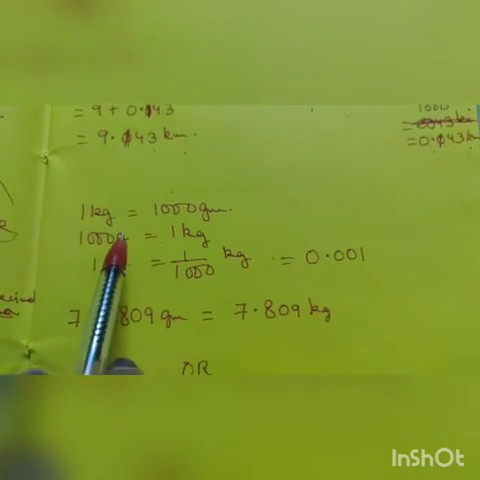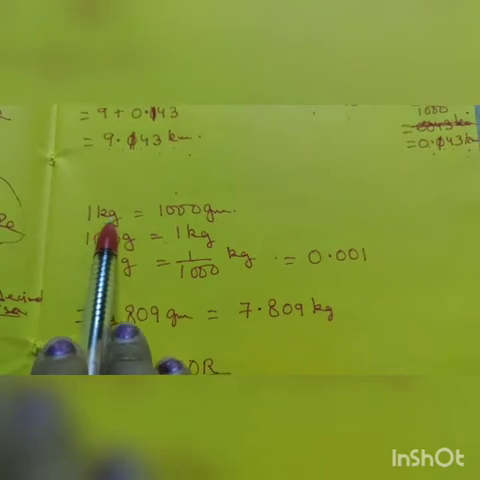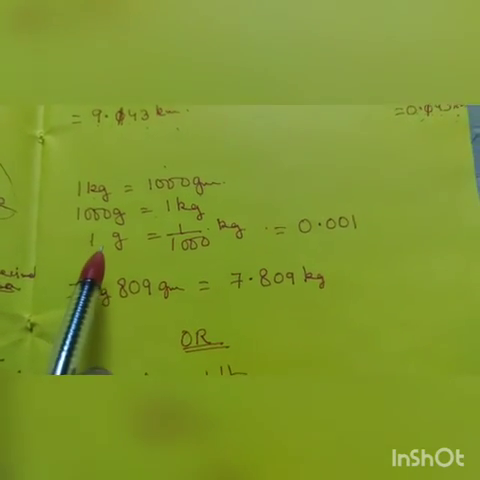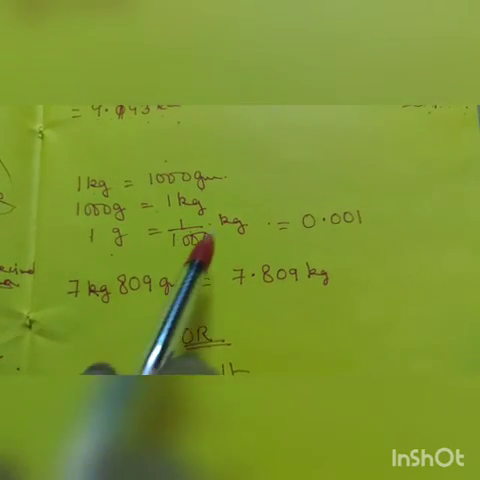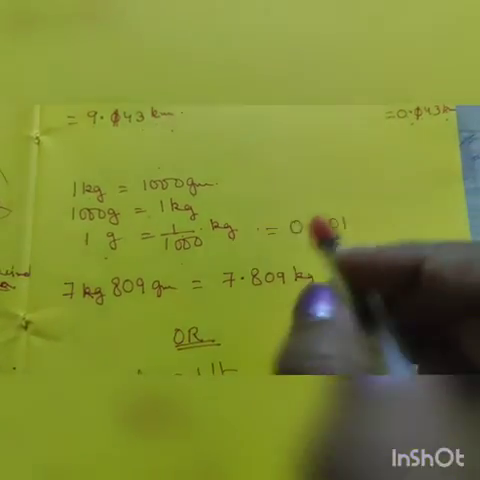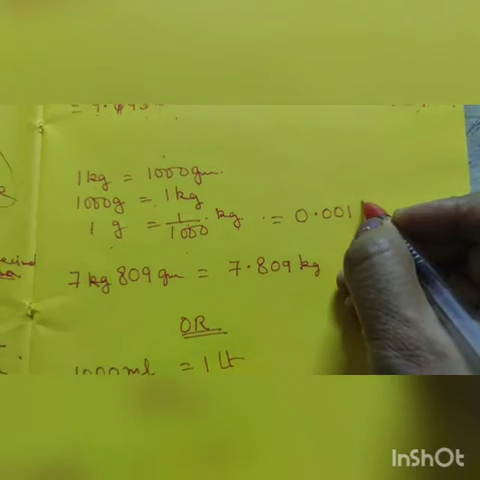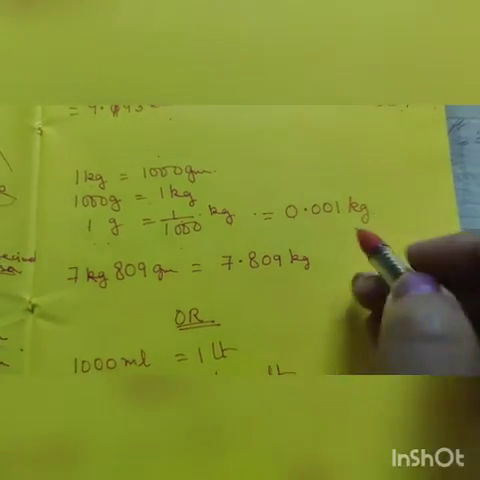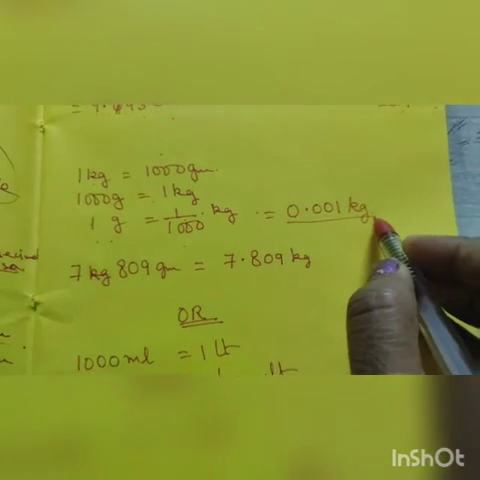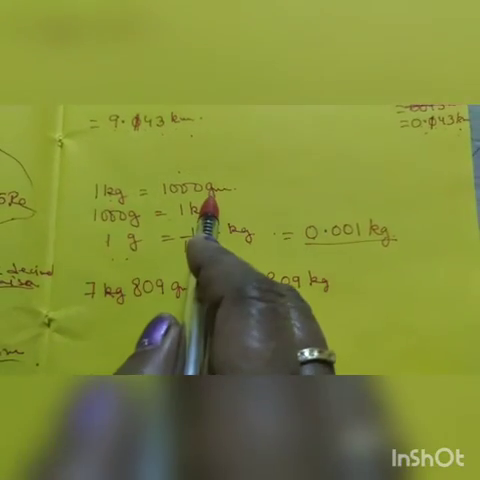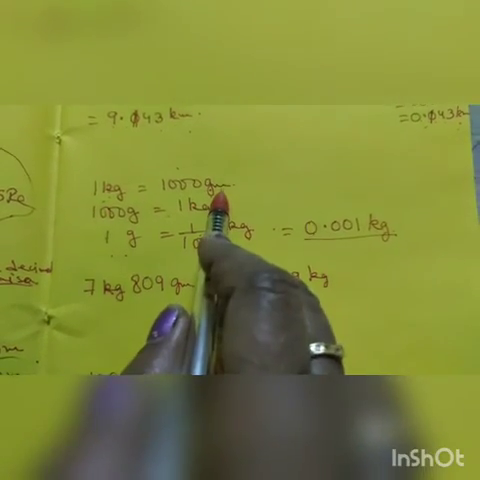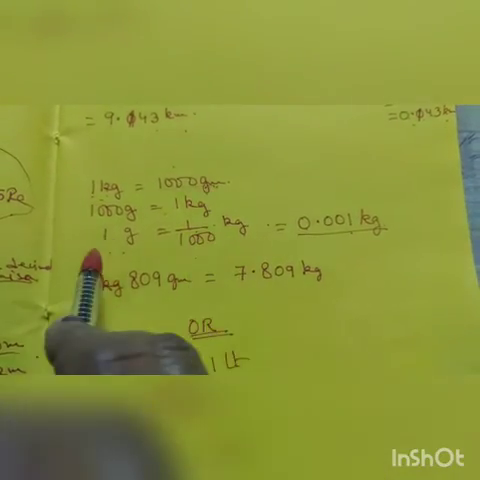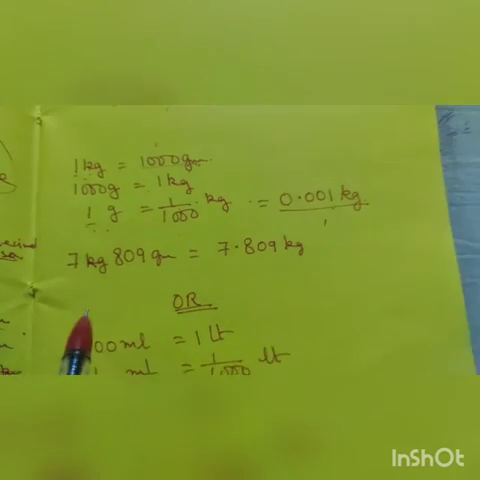Similarly, when we come to kilogram, 1 kg is equal to 1000 gram, or 1000 gram is equal to 1 kg. So 1 gram will be 1 by 1000 kg, that will be equal to 0.001 kg. That means 1 gram has a value of this much kg. You have to remember this and then get to the derivation of this. Otherwise, you remember this and this.